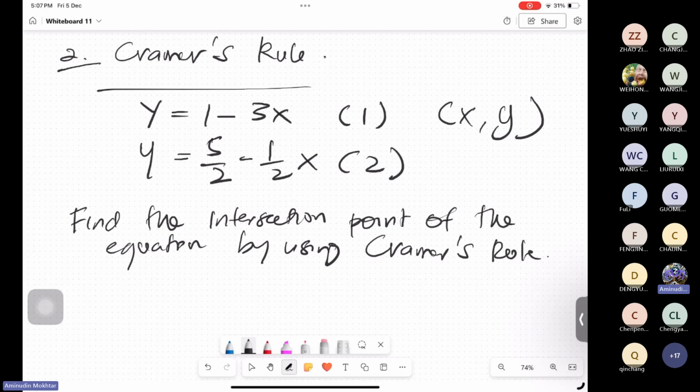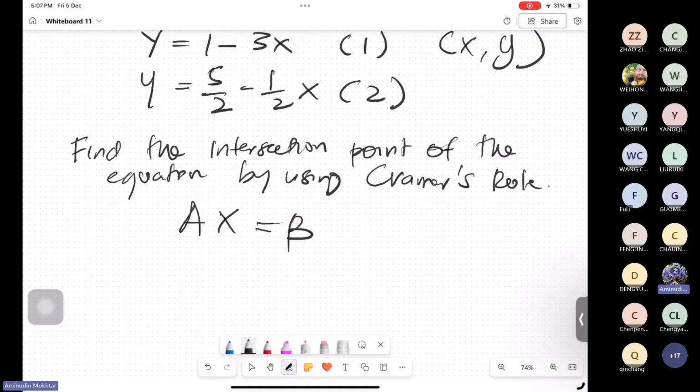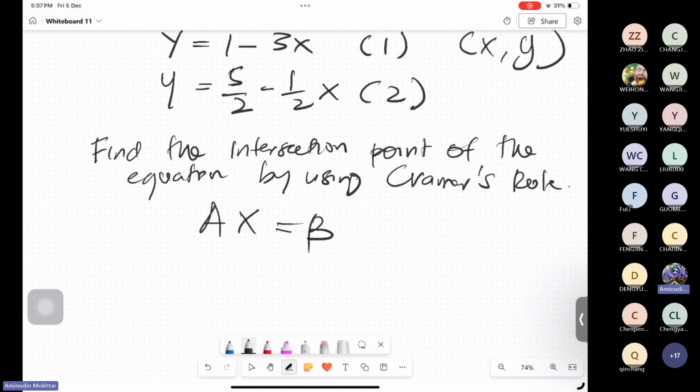Before we can apply the concept, we need to convert the system into the matrix form AX equal B. What is A? A contains the coefficients of the variables. X is the list of the variables in the system. B equals the intercepts.